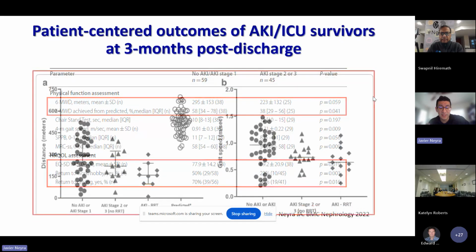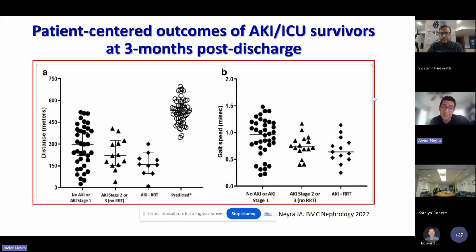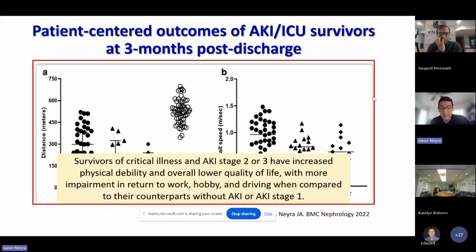This is the graphic representation of that. On the left side is the distance walked on the treadmill, and you can see that the predicted distance for that patient's age and sex is much higher than these patients achieve. And there seems to be a dose-response relationship according to the severity of the AKI. So we concluded that survivors of critical illness and AKI stage 2 or 3 have increased physical debility and overall lower quality of life, with more impairment in return to work, hobby, and driving when compared with patients without AKI or AKI stage 1.